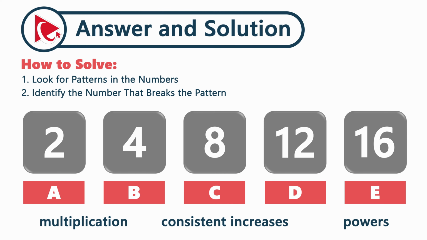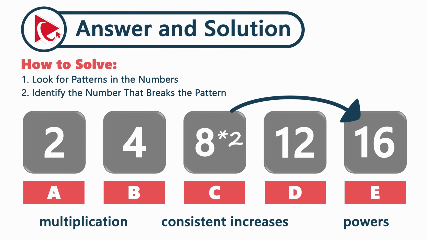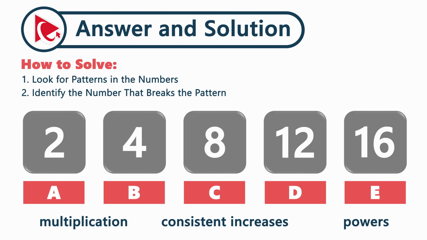If we think it's multiplication, we need to multiply by 2. 2 multiplied by 2 is 4. 4 multiplied by 2 is 8. So far, so good, right? But it breaks here. 8 multiplied by 2 would be 16, which might be a solution since number 12 doesn't belong, right? And the correct answer would be choice D. But I thought of this a little differently.